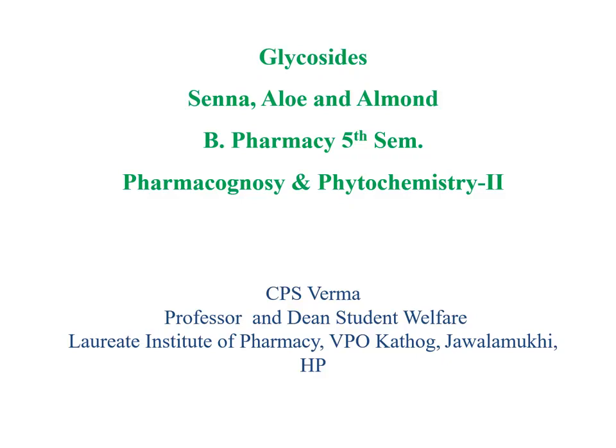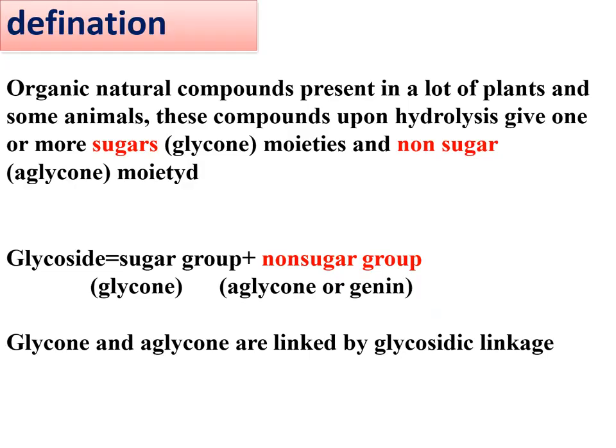Verma. Today we will discuss glycosides. In your syllabus, in the next chapter, we will discuss the crude drugs under this heading of glycosides: Senna, Aloe, and Almond.